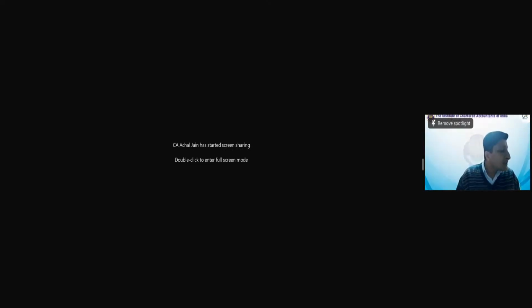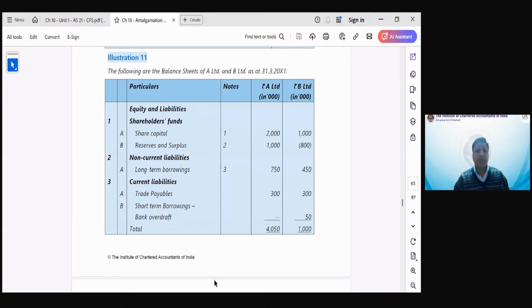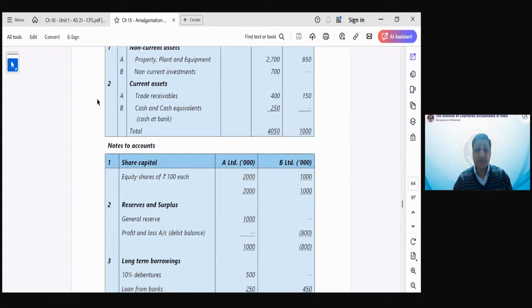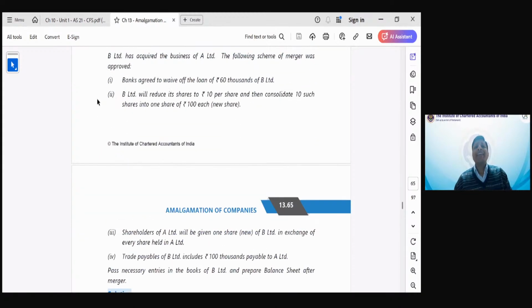Okay, so the query is that there's a company which is going for internal reconstruction, and is also acquiring the business of another company. If you're not able to understand the question, no worries, we can quickly read this question. So we are given the balance sheet of two companies, A and B. Then we are told B has acquired business of A. So who is the acquiring company? B. Means purchasing company is B, or transferee is B, and transferor is A. Then we are told the following scheme of merger was approved.